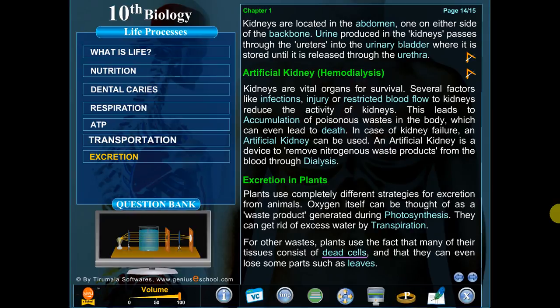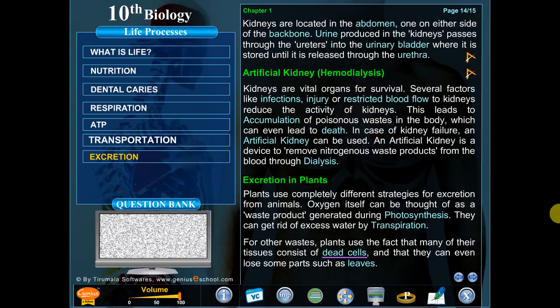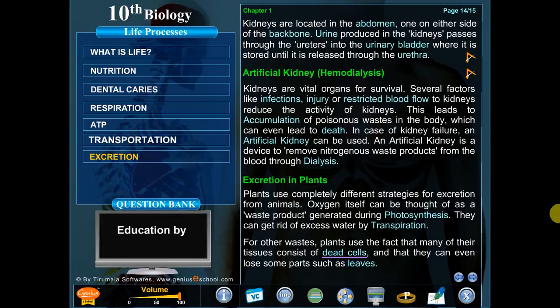Excretion in plants. Plants use completely different strategies for excretion from animals. Oxygen itself can be thought of as a waste product generated during photosynthesis. They can get rid of excess water by transpiration. For other wastes, plants use the fact that many of their tissues consist of dead cells and that they can even lose some parts such as leaves.